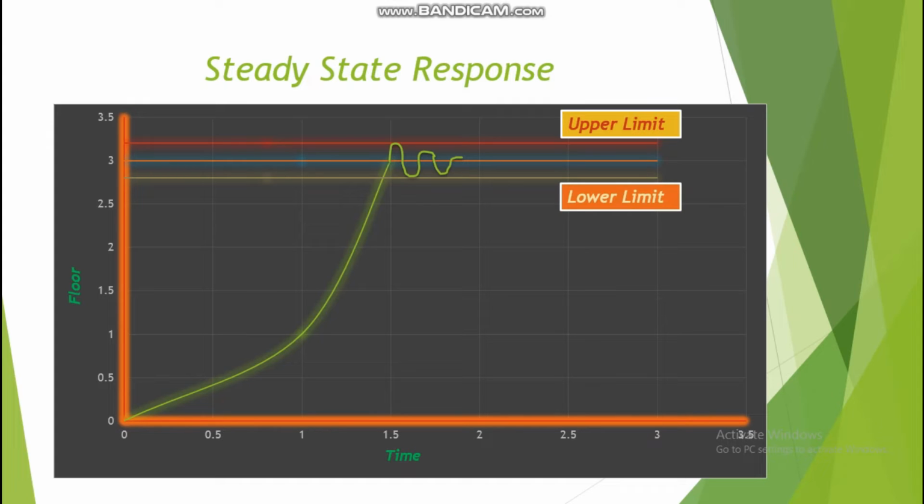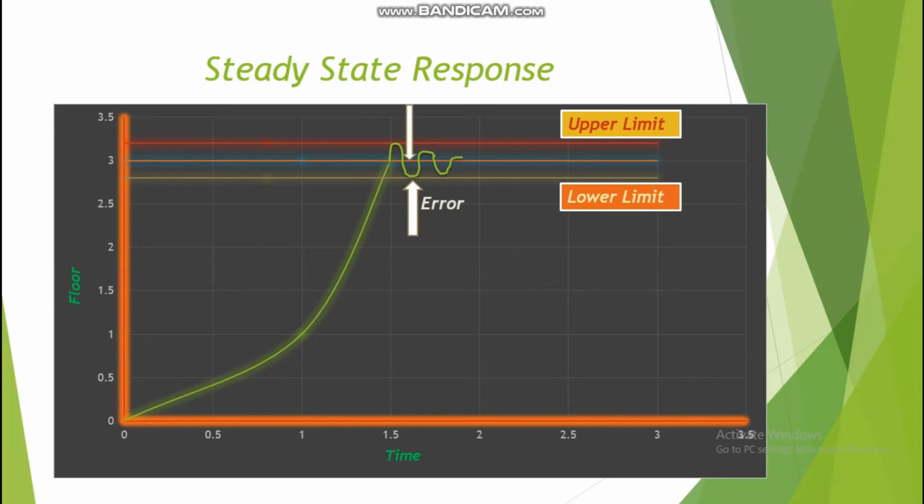Now the response at a certain steady state, like in this case for the 3rd floor: if the elevator crosses the upper limit or stays behind the lower limit of the 3rd floor, the door won't be able to open, or the guy won't be able to move out of the elevator.